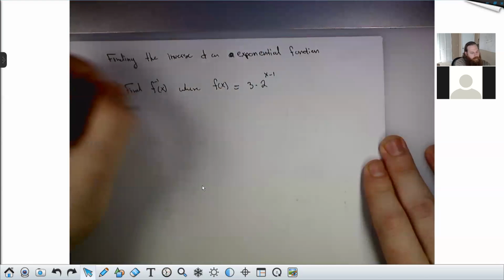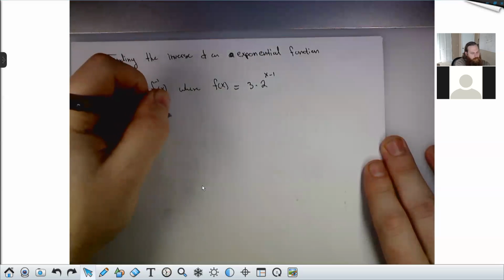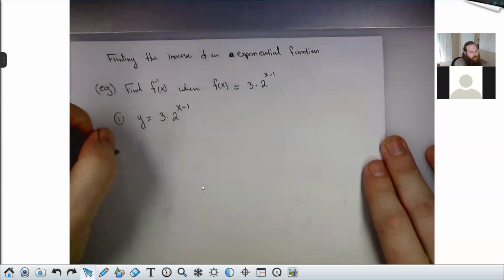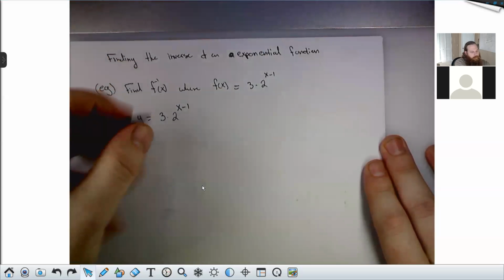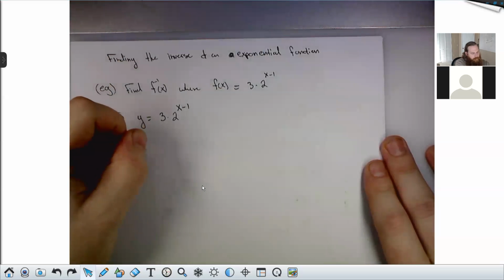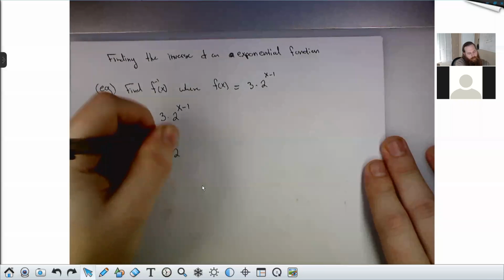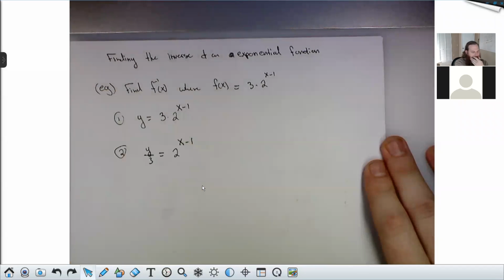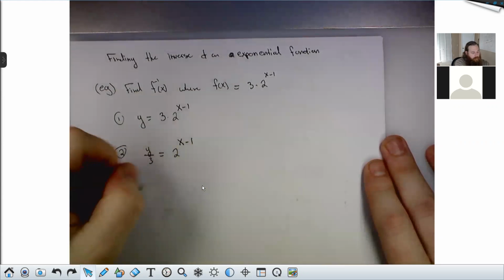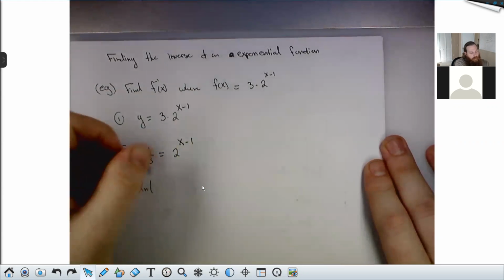So remember, your first step here is to write y in place of f of x. So I'd write y equals 3 times 2 to the x minus 1. And then my second step is to try and solve for x. So I'd divide both sides by 3. I'd say y over 3 equals 2 to the x minus 1. And then I can take logs. Maybe I take the natural log on both sides.